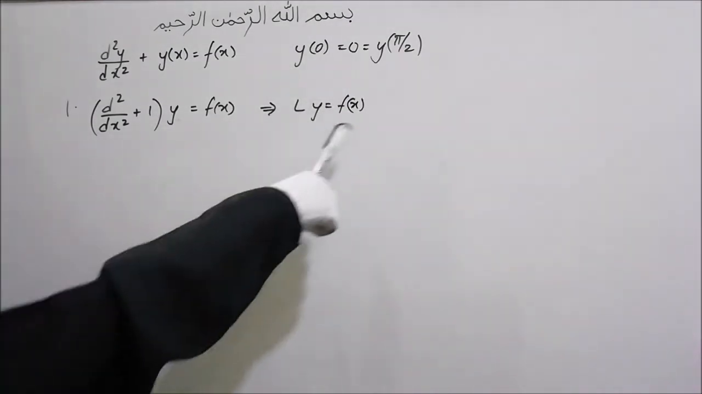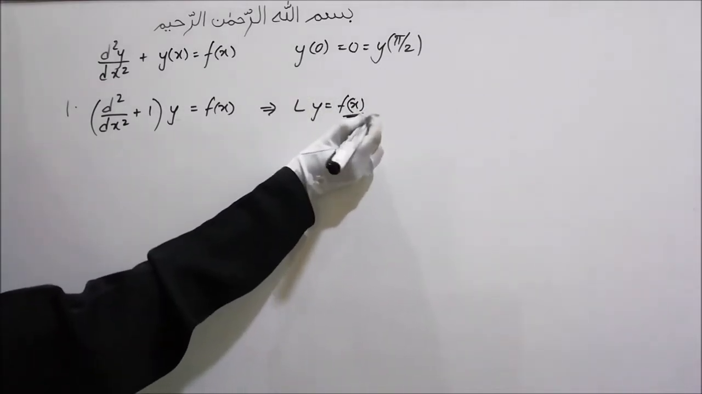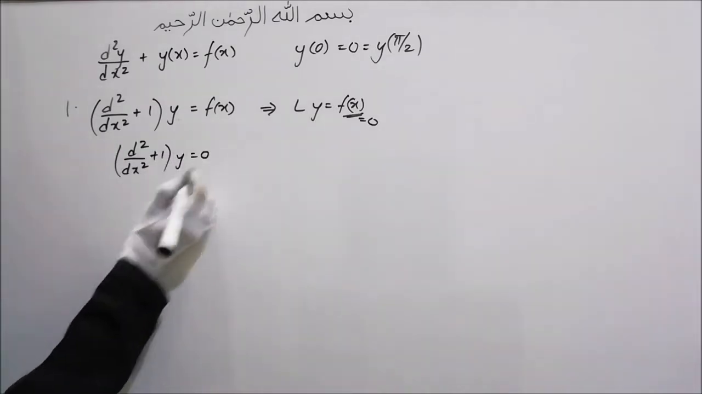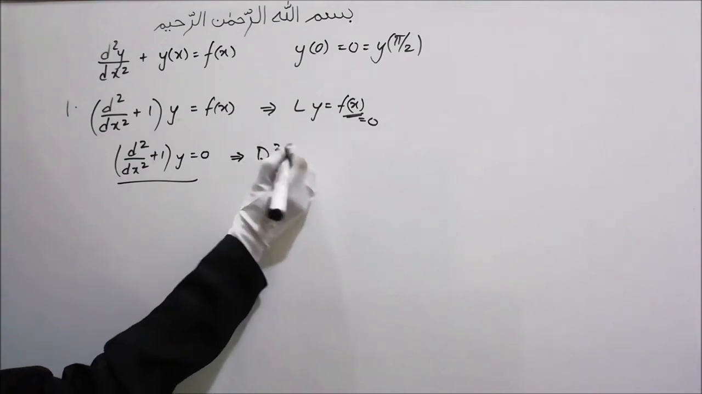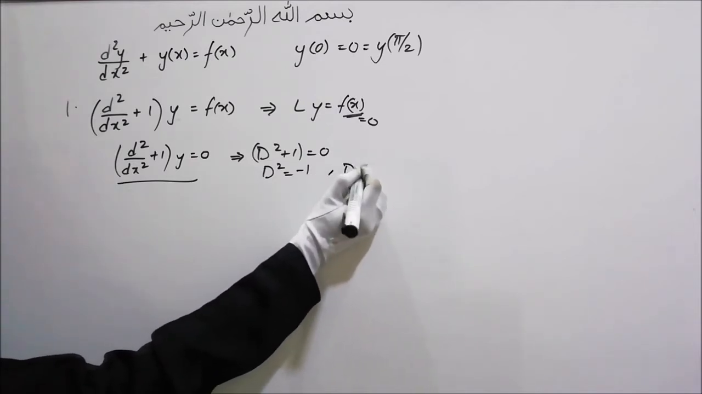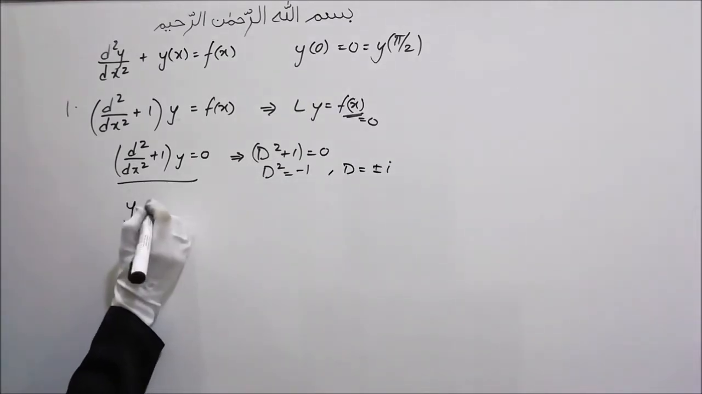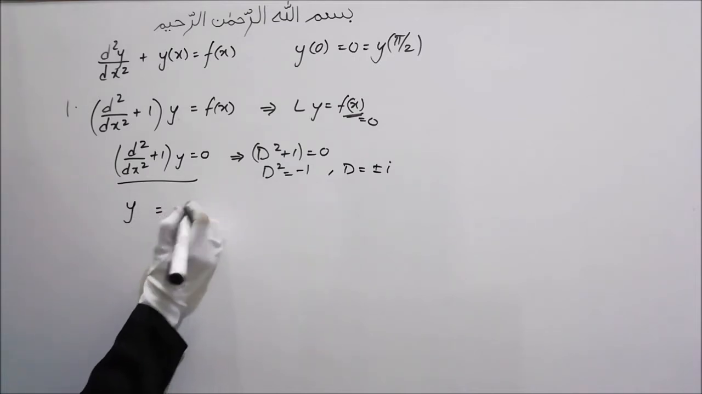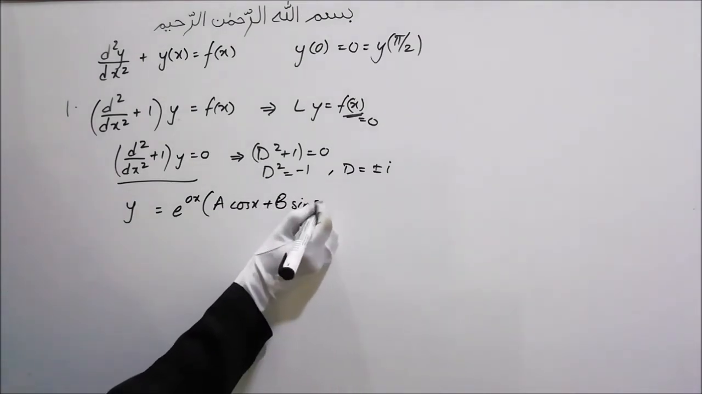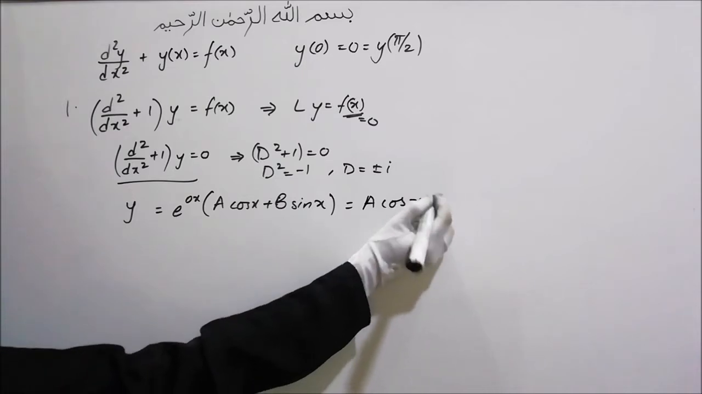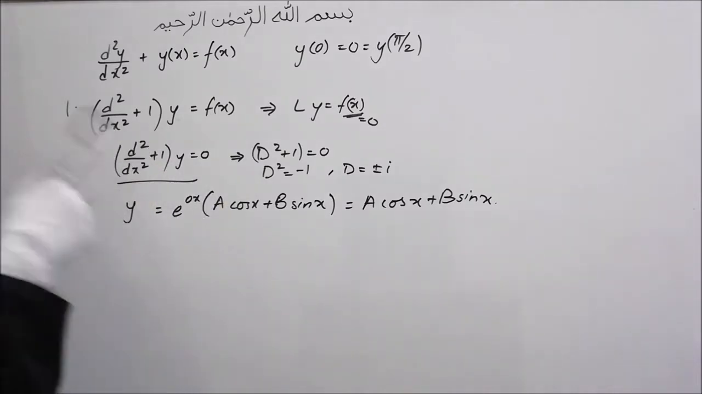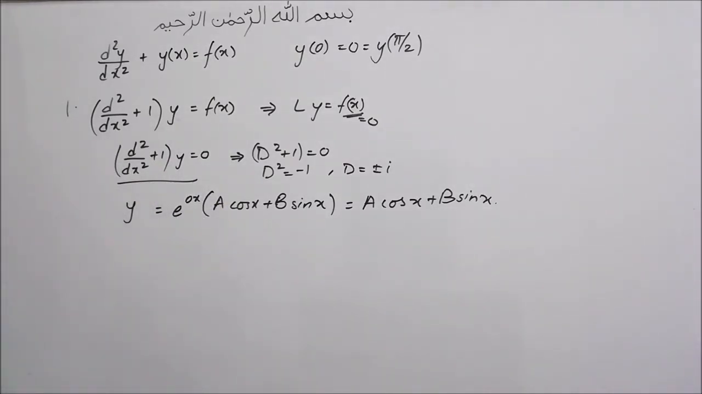Now we are going to take f of x equal to 0, so we'll have d squared upon dx squared plus 1, operating on y, equal to 0. Let's solve this equation. D squared plus 1 is equal to 0, D squared is equal to minus 1, and we'll have the value of D as plus minus i. Therefore the value of y will be equal to e raised to 0x times a cos x plus b sin x, where a and b are some constants. We have already seen how to solve this equation in the differential equation parts.